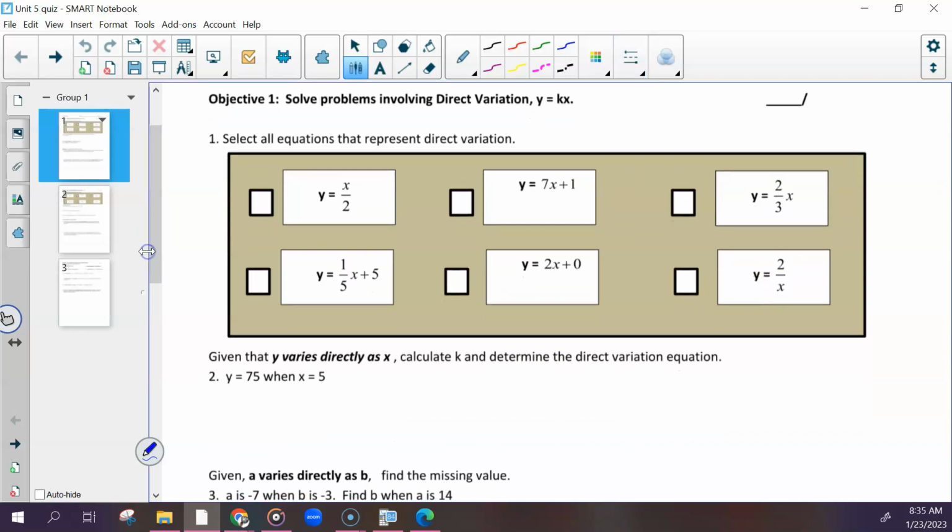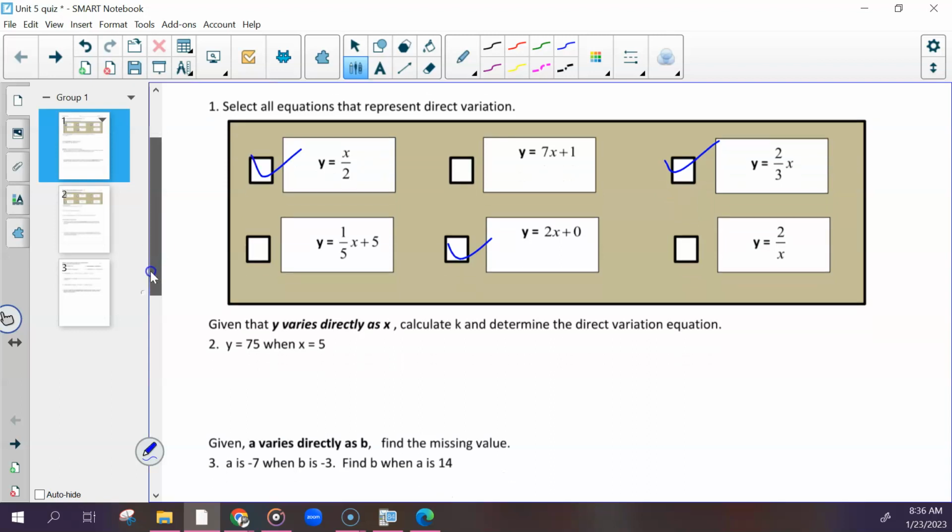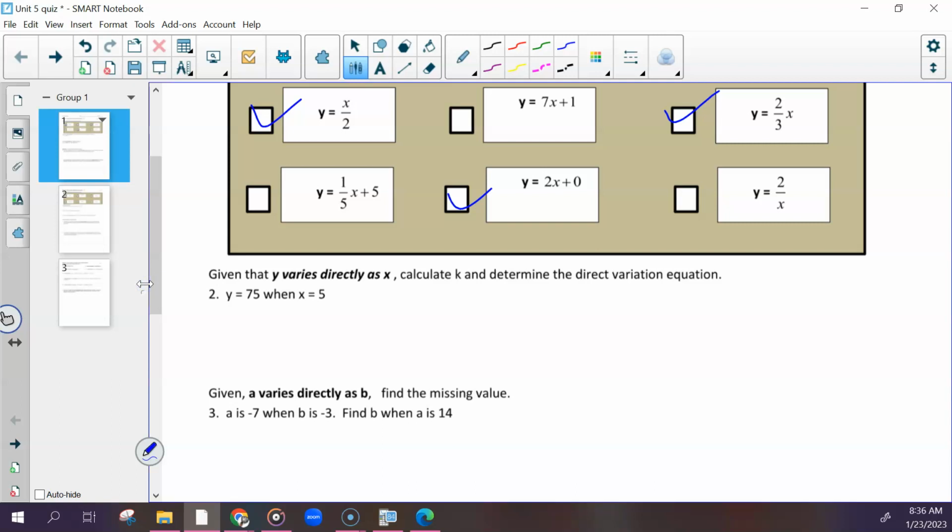Alright, so for number 1, the ones that were direct were these 3. If you chose any of the other ones, you started missing points. Questions on why those are direct and the other ones are not? Okay. Remember that you can also graph those and see, do they make lines that go through 0, 0?